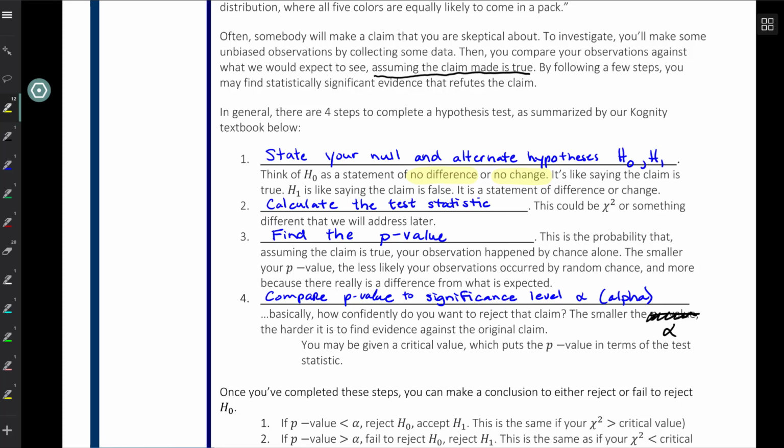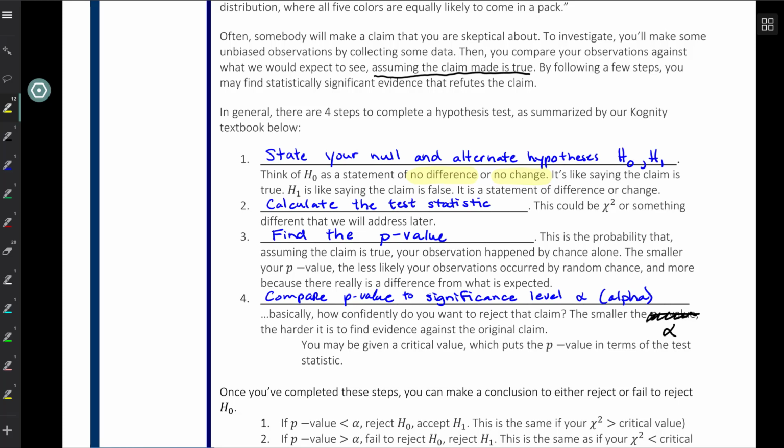In the last lecture and in this one, we call that the chi-square test statistic, but it might be something different depending on the kind of test that you're doing, and we'll address each one of those as they come up. Very closely related to, and often in the exact same step if you're using a calculator as, finding this test statistic is to find the p-value.